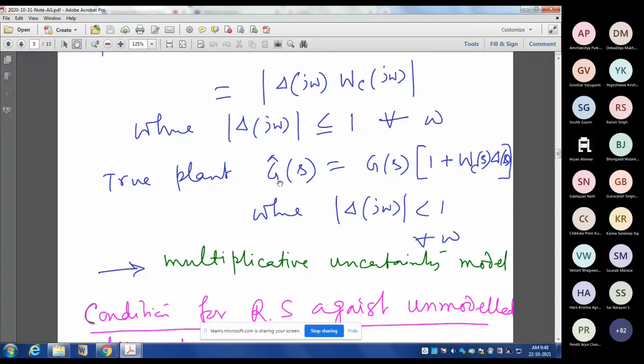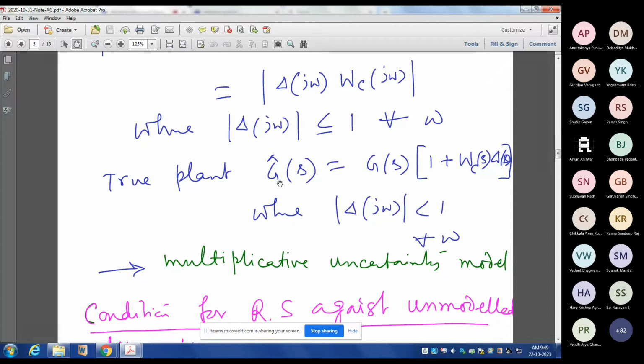Okay. I have employed the controller for the physical plant or true plant G hat(s). Now I have to obtain a condition in terms of G(s) and C(s), C(s) meaning the controller, such that even if uncertainty is there, that means the true plant is G hat(s), still the controller C(s) can stabilize G hat(s). At least the closed loop system will remain stable.